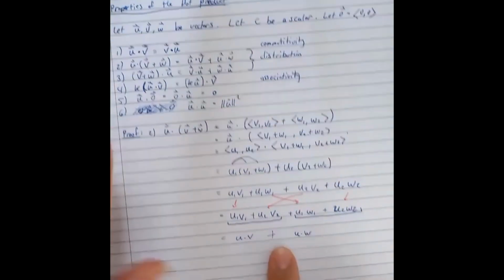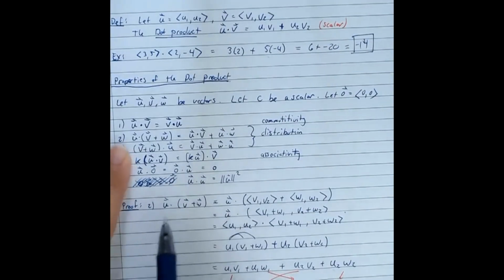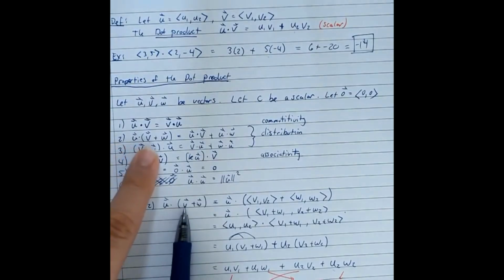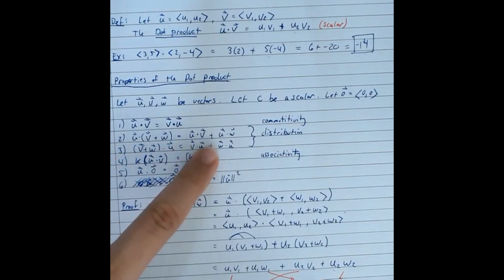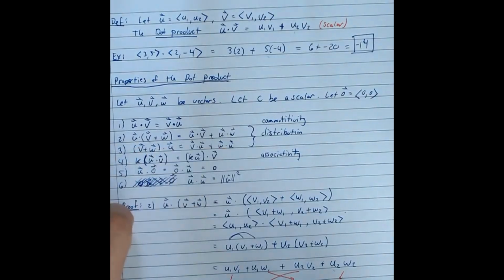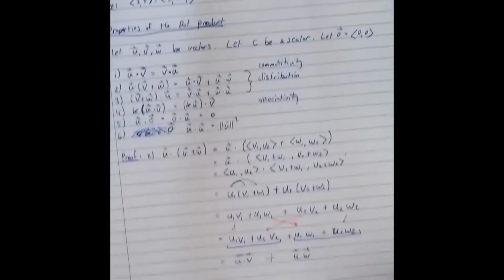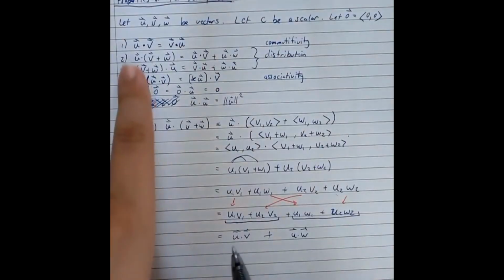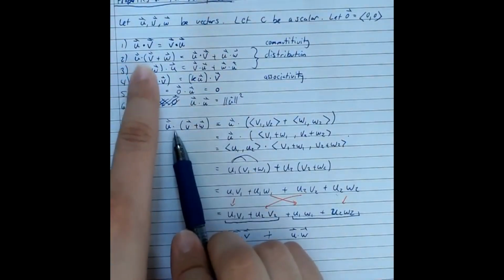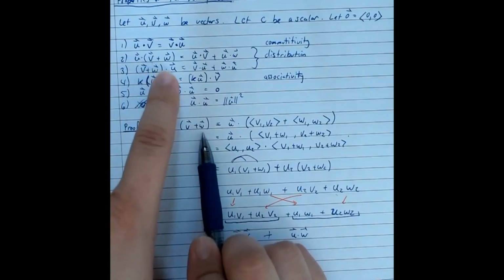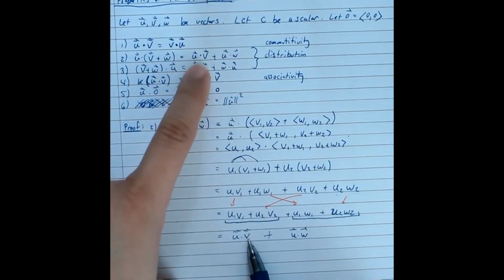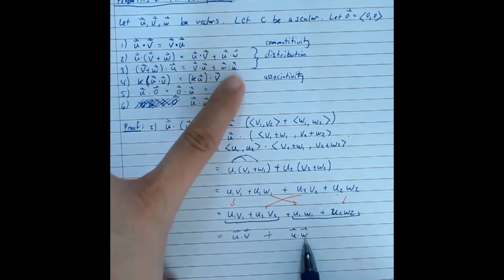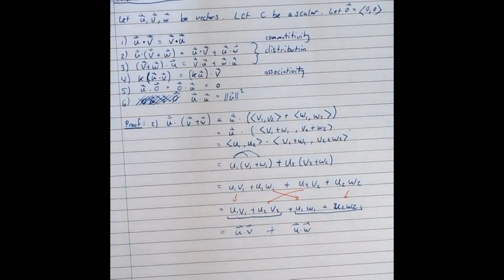Oh yeah, that's what I was trying to prove. If I start off with U dot (V plus W), that's the same as U dot V plus U dot W. And I should write these as vectors. And there we go. That's our proof. If we start off with U dotted with the sum of V and W, at the very end, we get U dot V plus U dot W. And that's our proof. Okay.